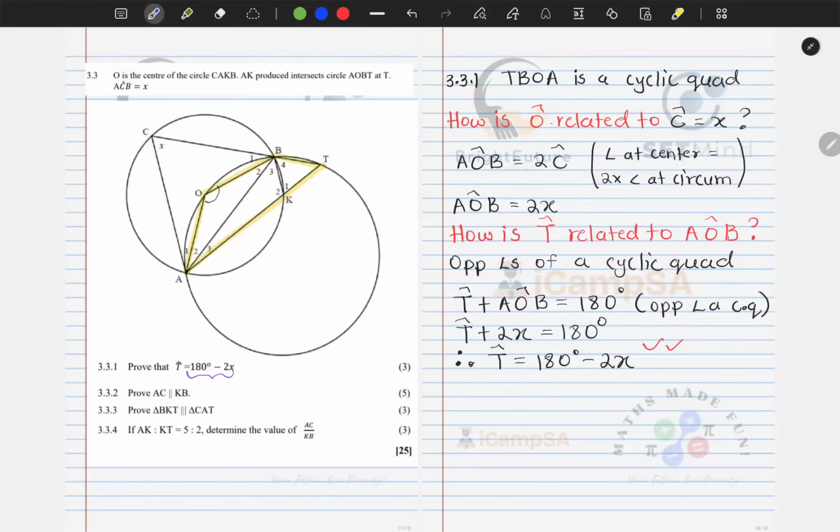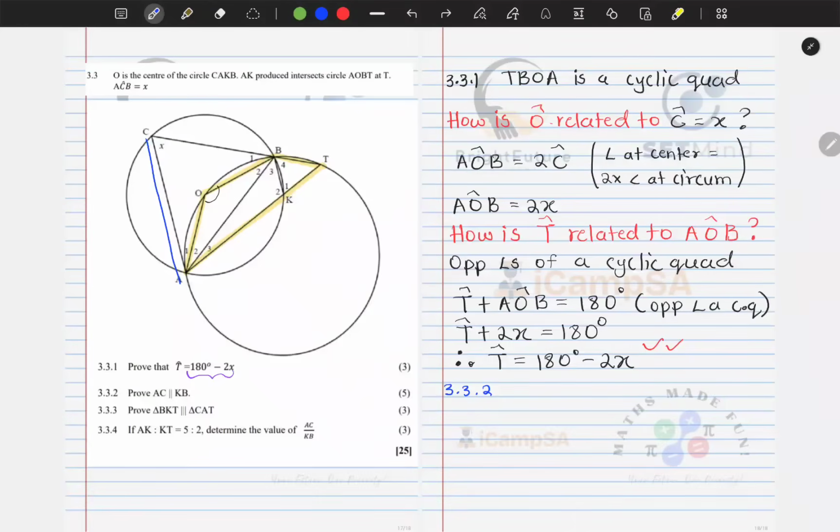So with that done, let's have a look at the next question, which is 3.3.2. We are required to prove that AC, let's see, where is AC? So that is AC, that it's parallel to KB.